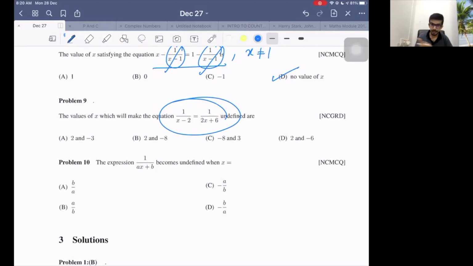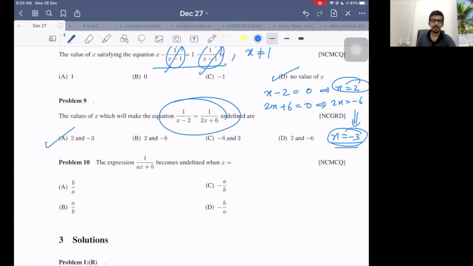So we just have to equate the denominators. Wherever there is a denominator, you just equate it to 0. So x minus 2 is equal to 0 is going to put you in trouble. 2x plus 6 is 0 is going to put you in trouble. So x is equal to 2. And from this case, we have 2x is equal to minus 6, and that means x is equal to minus 3. So 2 and minus 3 are going to be our problems. If x is equal to 2 or x is equal to minus 3, this question will not be valid.